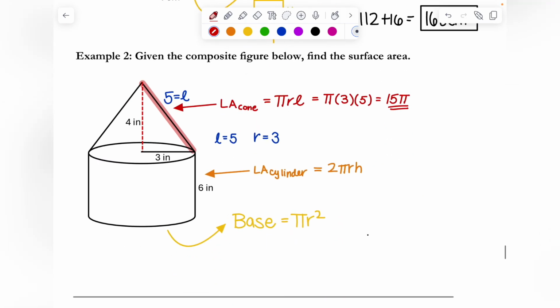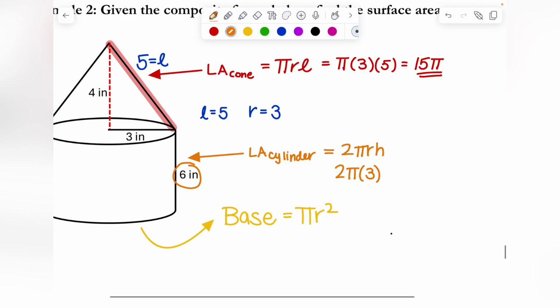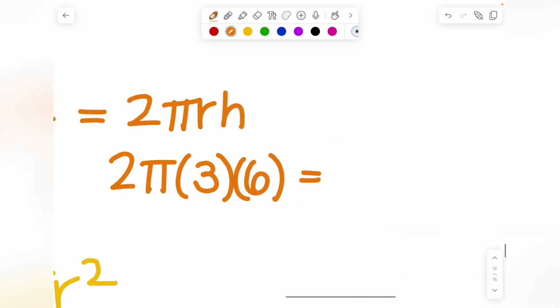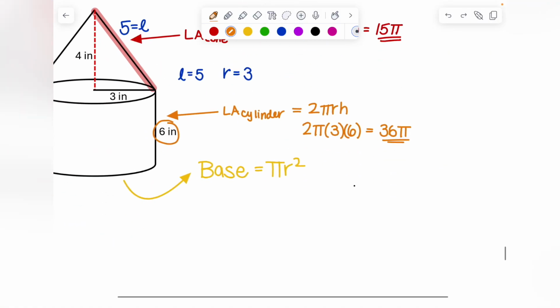That's that cone part. Now let's do the cylinder. Okay, so for this one, we have the 2, the pi, the radius is still 3. The height of my cylinder is 6. So this is going to be 36 pi. Again, I'm just multiplying 2 times 3 times 6 and tacking that pi on with it.